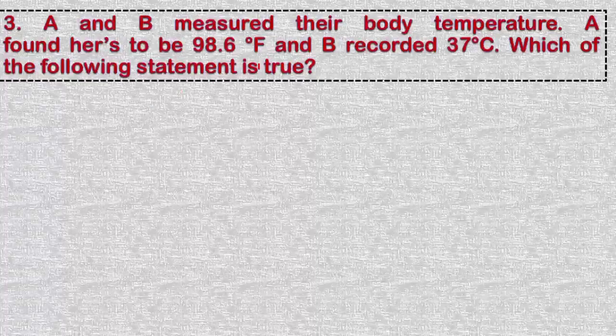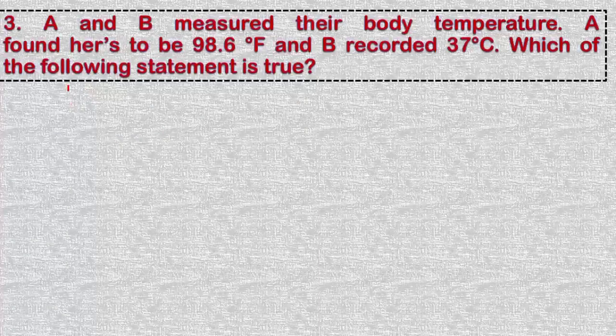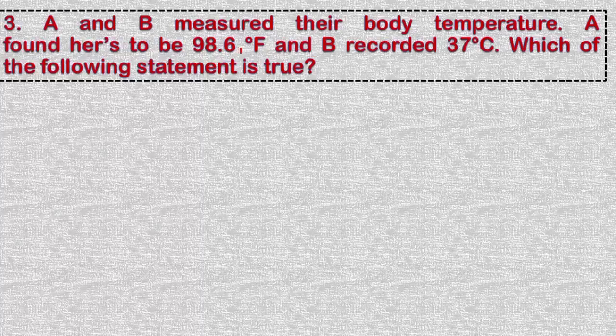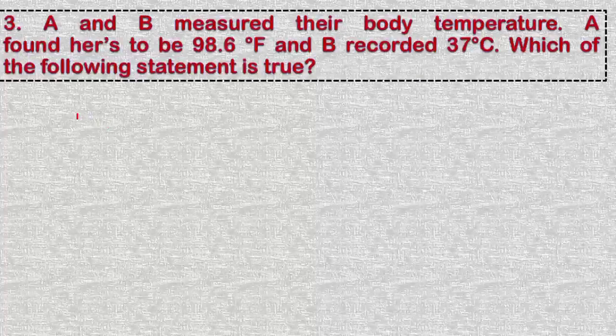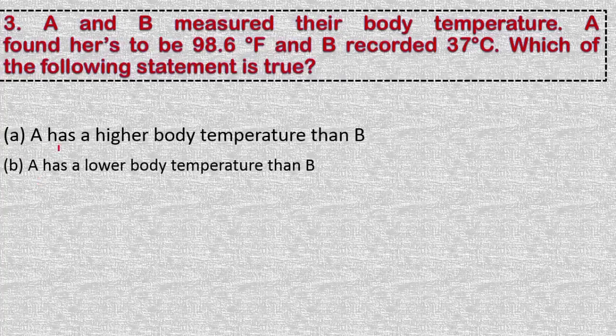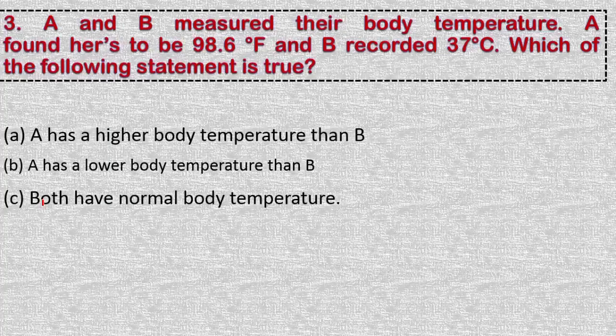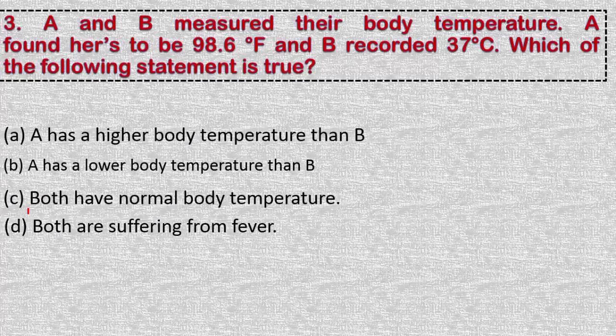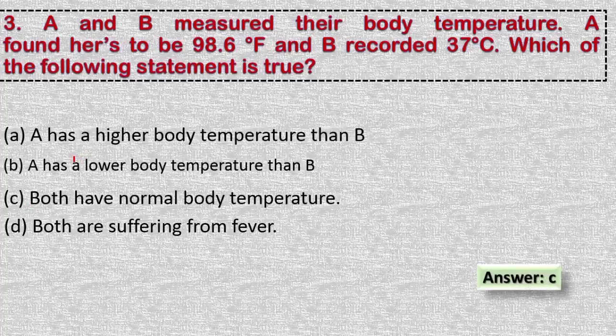Here is the next question. A and B measured their body temperature. A found hers to be 98.6 degree Fahrenheit and B recorded 37 degree centigrade. Which of the following statements is true? Option A, A has a higher body temperature than B. Option B, A has a lower temperature than B. Option C, both have normal body temperature. Option D, both are suffering from fever. The correct answer is option C.